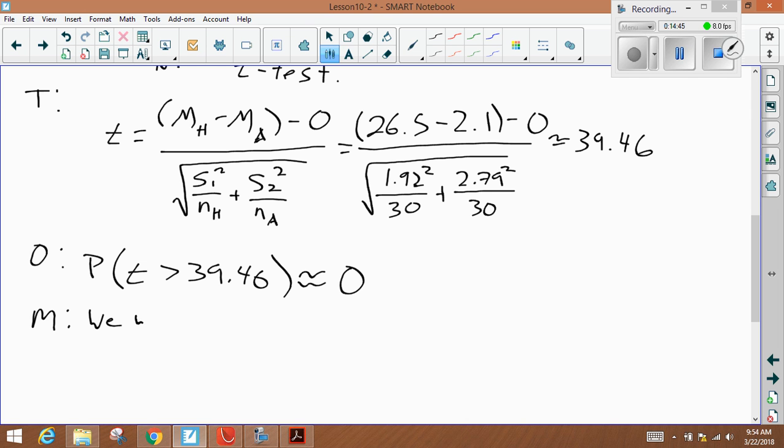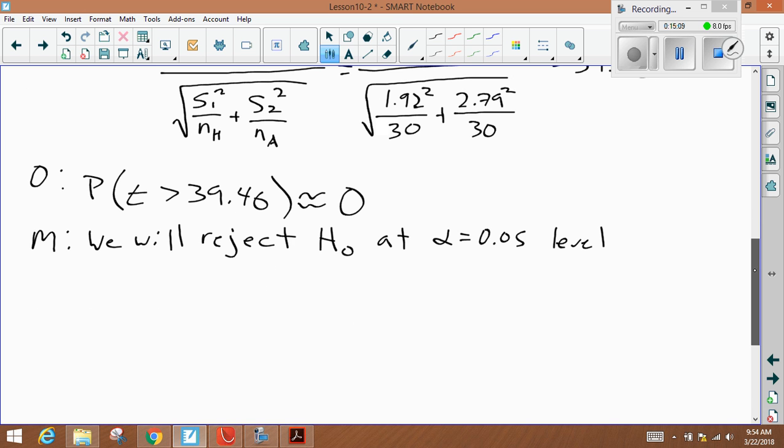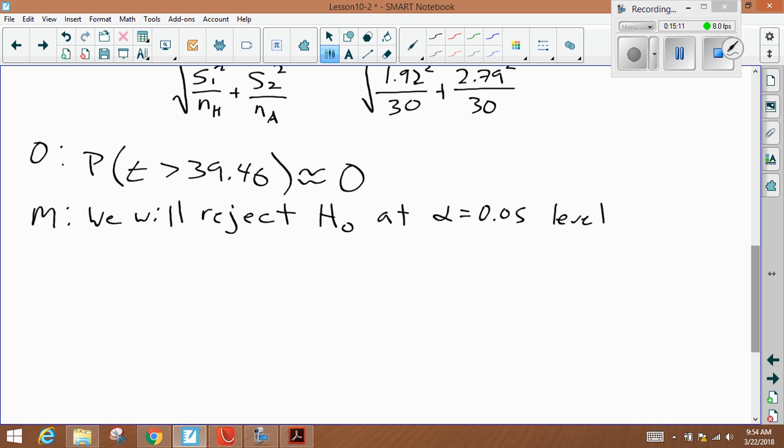So we will reject the null hypothesis at any alpha level. Well, let's just stick with the alpha that was 0.05. So, in context.